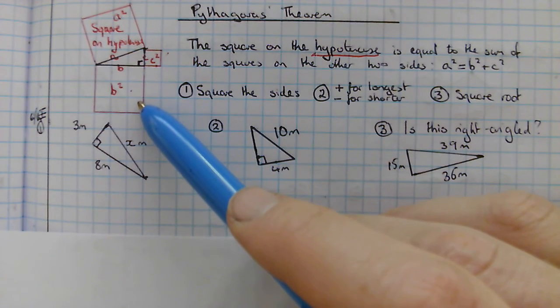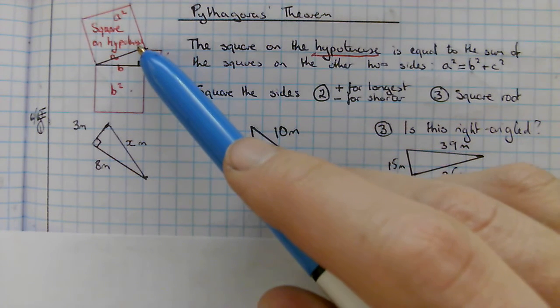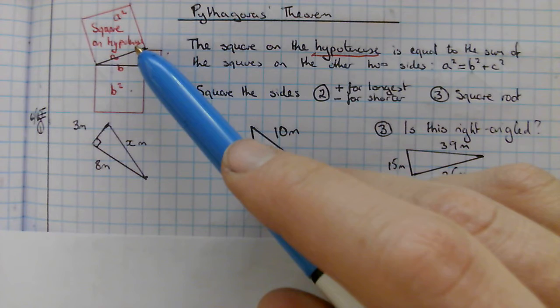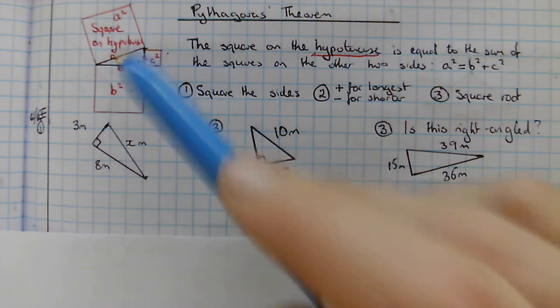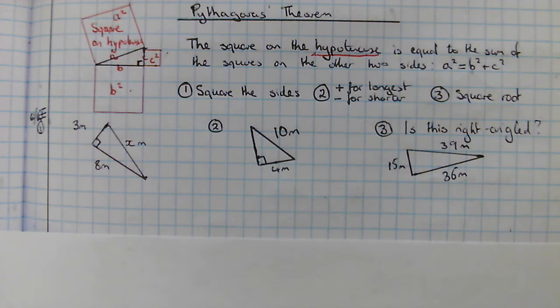This takes up 9 squares, this takes up 1 square, and if we counted all of these, we would see that it took up 10 squares. You can check that if you'd like to do so. So my 9 plus 1 gives me my 10.